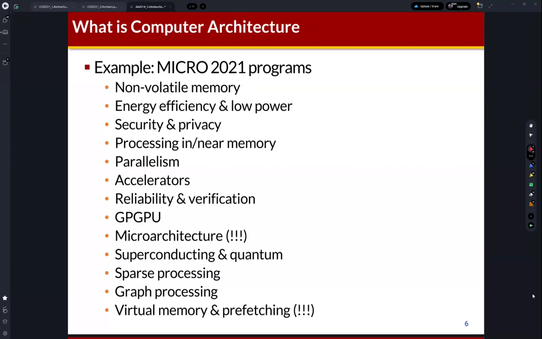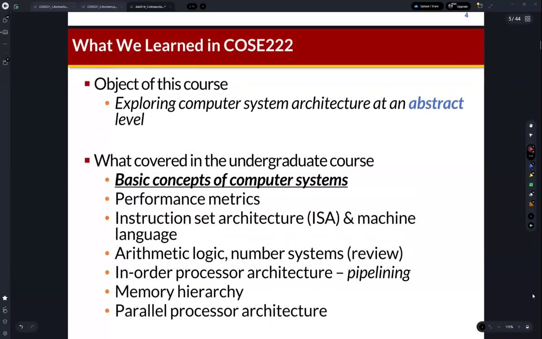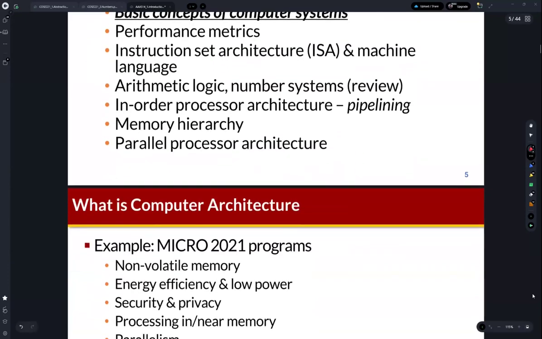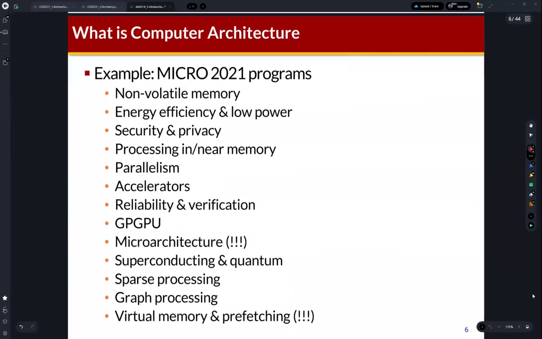MICRO is the top-tier computer architecture conference, and I listed the session names on this slide. So, what can you find? We can find some unfamiliar names, actually. In the previous slide, we found topic names such as instruction set architecture, and then pipelining, that is the microprocessor architecture, and memory. But the session names just collect some research papers.